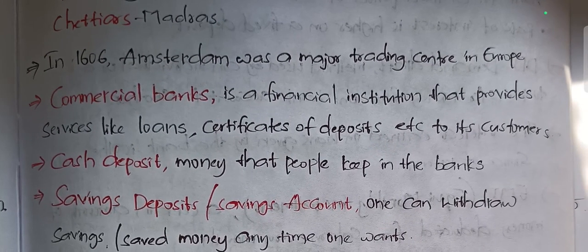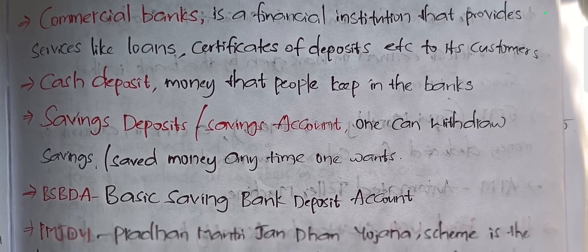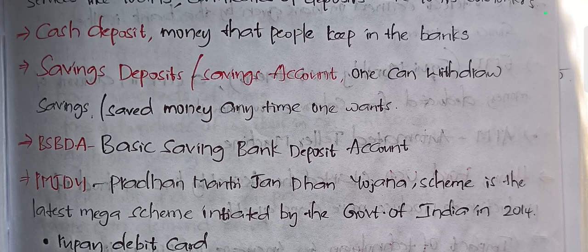Commercial banks are banks, generally financial institutions that provide services like loans, certificates of deposits, etc. to their customers. Cash deposit is the money that people keep in the banks. The main money people keep in the banks is known as cash deposit. Saving deposit or savings account is where one can withdraw the saved money anytime one wants. Okay, this is about saving deposit.